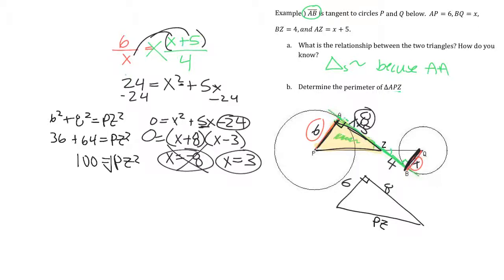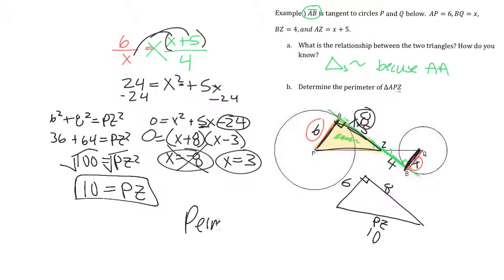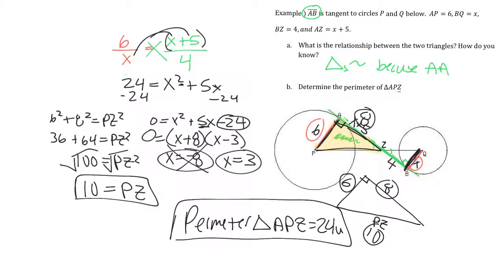To get rid of the squared, I take the square root of both sides. So 10 is equal to PZ. So this side's 10. So my final answer for the perimeter of triangle APZ, now that I have all three sides, 6, 8, and 10 adds up to 24 units. So that's my perimeter of my triangle.